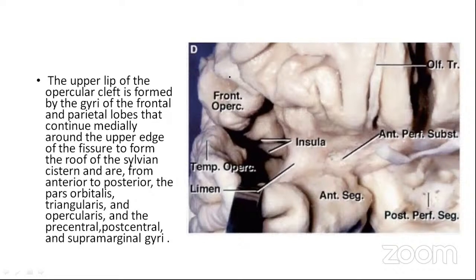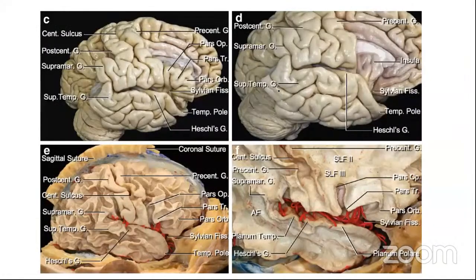Okay, sir. Thank you, sir. So the upper lip of the opercular cleft is formed by the gyri of the frontal and parietal lobes that continue medially around the upper edge of the fissure to form the roof of the Sylvian system. From anterior to posterior, the pars orbitalis, triangularis, opercularis, and the precentral, postcentral, and supramarginal gyri. A better picture of it was present here. As we can see, this will form the roof of the insular cleft, and it will be formed by the pars orbitalis, pars triangularis, pars opercularis, and the supramarginal gyrus.